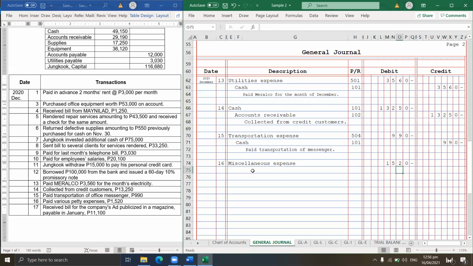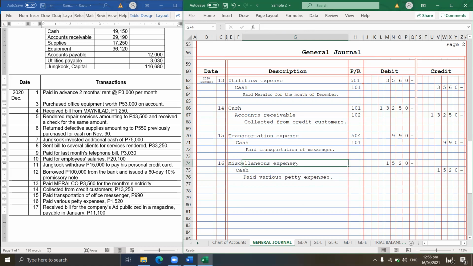Okay, and we credit cash 1,520. Okay, short explanation, paid various petty expenses. Okay, so after that, we post it to our ledger.